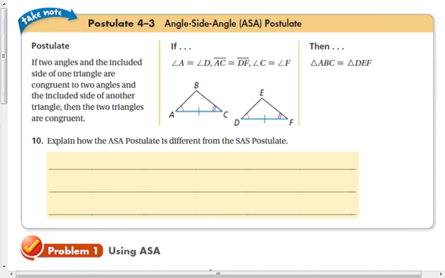All right, here's the postulate that we're going to use. If two angles and the included side of one triangle are congruent to two angles and the included side of another triangle, then the two triangles are congruent. Number 10 says explain how the angle-side-angle postulate is different from the side-angle-side postulate. Go ahead and try that. You can check back for my answer.